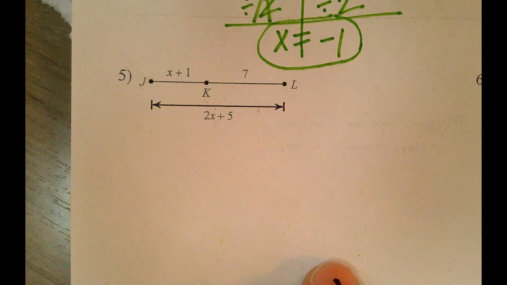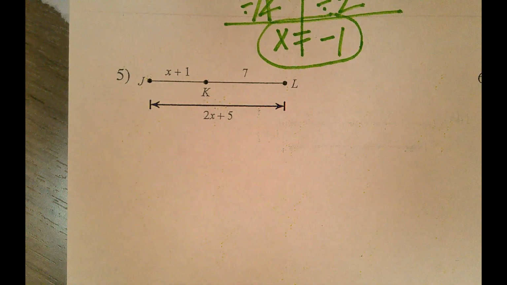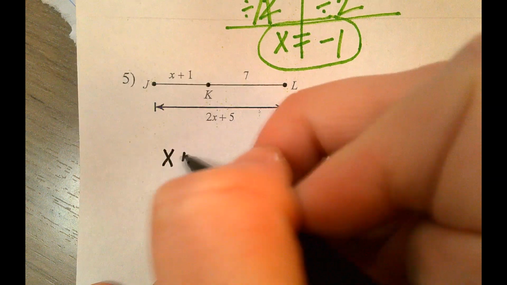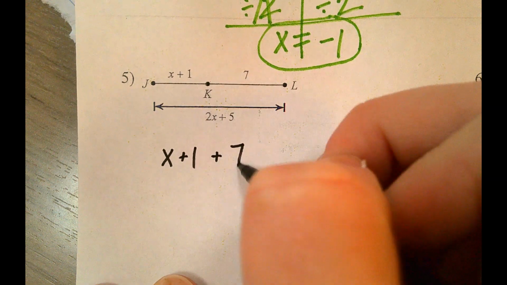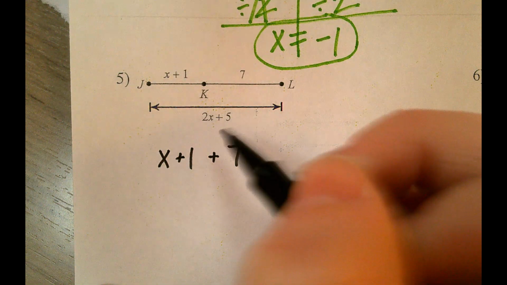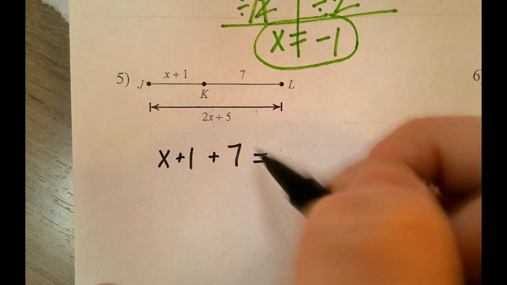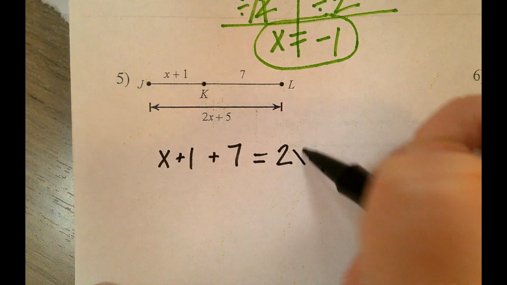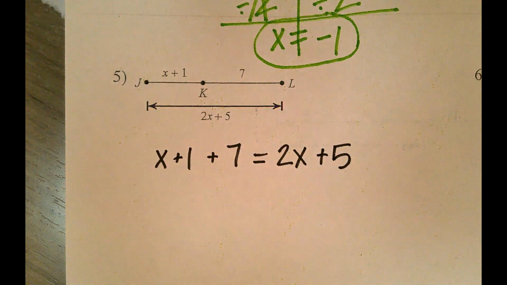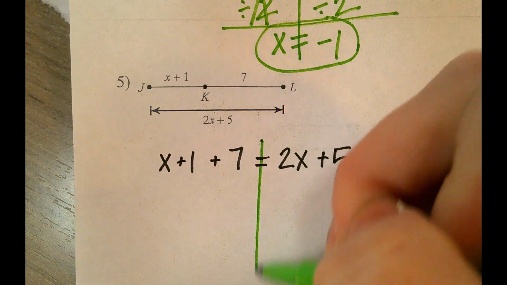And now I have another problem. What should I begin with? Good. X plus 1 comes first. Plus 7 equals. Good. Equals 2x plus 5. Okay, yep, let's draw our line through the equal sign.